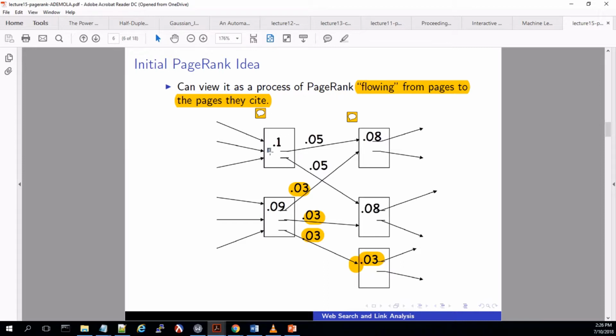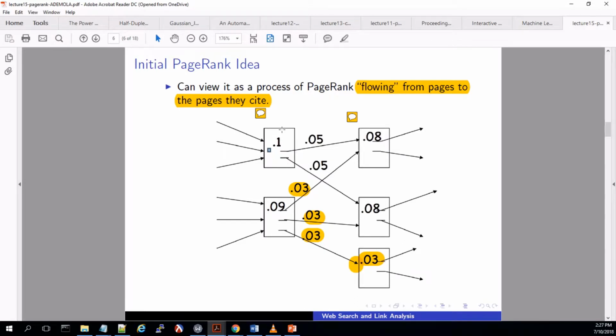This is an authority because it is being pointed to. These arrows are pointing into it. Okay, this is an authority, and at the same time it's also a hub because it's pointing to others. So a web page can be both an authority and at the same time a hub.